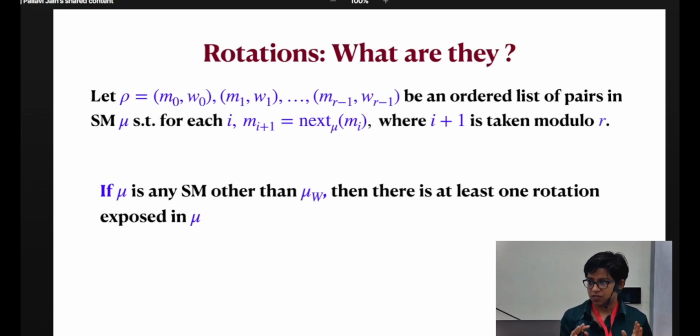Okay? So just terminology so far. Why can you show this? What is the argument for this? That if there are at least two stable matchings in the given instance, there should be at least one rotation exposed in the man optimal stable matching.